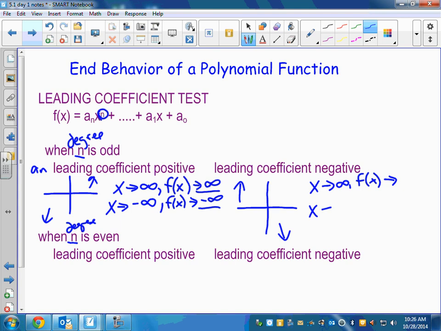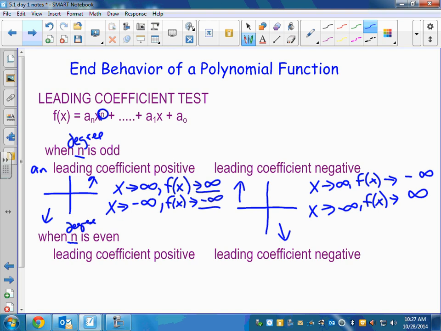And every time you're writing this out as the notation, this is what you write. As x goes to infinity, f of x goes to something. As x goes to negative infinity, f of x goes to something. And then all you have to do is think about which way are your arrows going. The positive side is now pointing down, so this is now going to negative infinity. And the negative side is now going up, so it's going to go to positive infinity. When your degree is odd, they will always be different because they go in opposite directions.